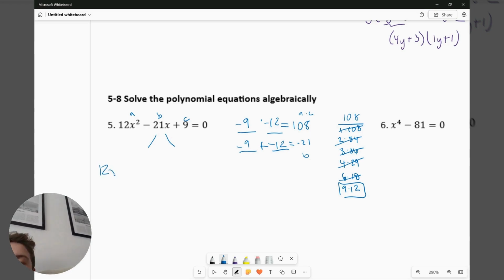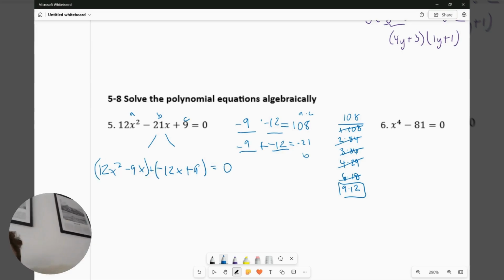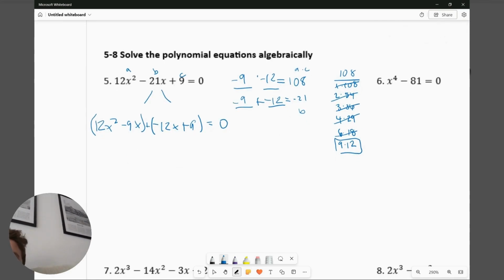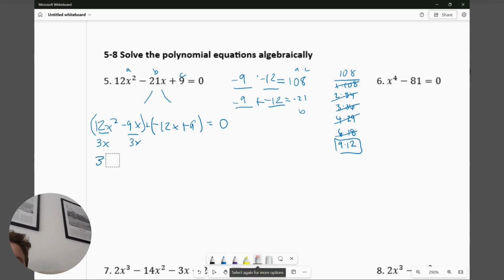Split the middle, take your terms, separate the middle term now with the 2 values we just found. Make sure there is a plus sign in between. And start to factor from there. Divide out your GCF. Once you take out the GCF, see what's left on the inside. Do that for both sets.